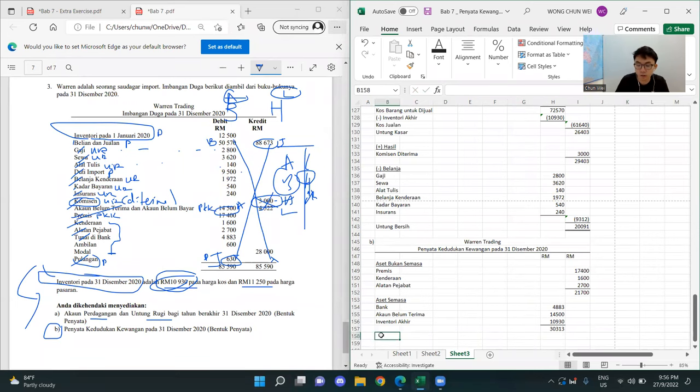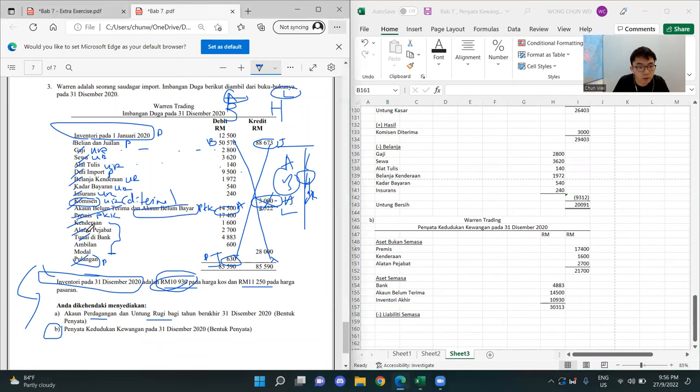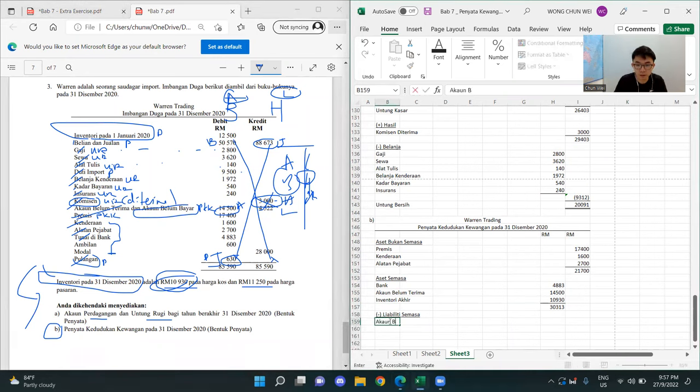Okay, so here the next thing will be your minus liability semasa. So what would be your liability semasa? I think it's just one that I can see for now, ABB. The rest is not, right? So it's just ABB, account belum bayar. So should we put it here? Because it's just one, satu saja, so boleh terus tolak kat sini. So ABB 4,000. No, sorry.